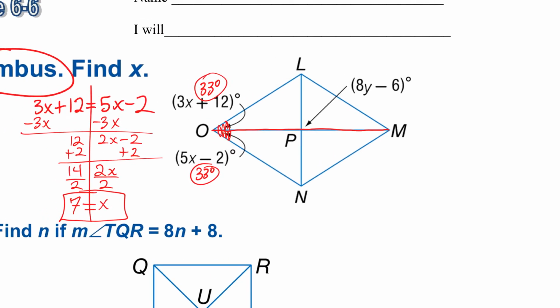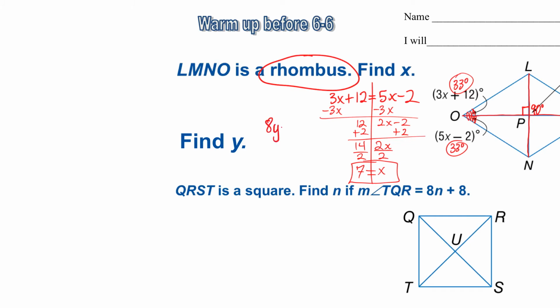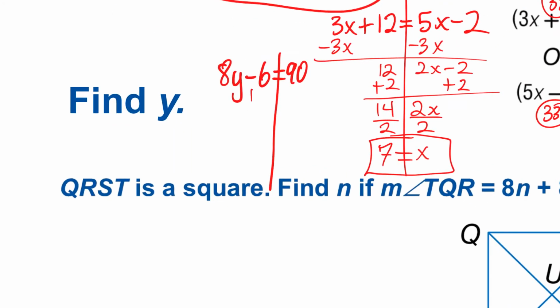And so we see the y right here, and this is pointing to that angle right there. So in a rhombus, what happens where these two diagonals meet? Okay, they're perpendicular. They make a 90-degree angle. So we're going to set 8y minus 6 equal to 90. All right, so we're going to add 6. And so y equals 12.